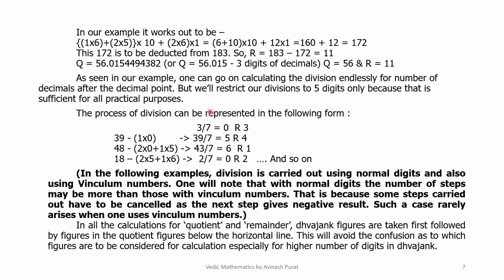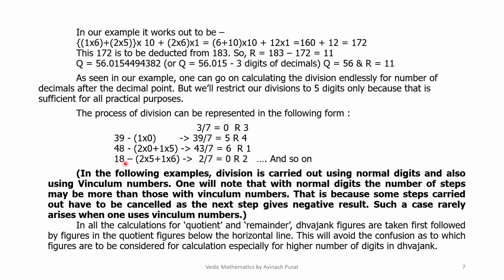The process of division can be represented in the following form: 3 by 7 equals 0 R3, R is remainder, then 39 minus 1 into 0, that is 39 by 7 equals 5 R4. 48 minus 2 into 0 plus 1 into 5, that is equal to 43 by 7, that is 6 R1.